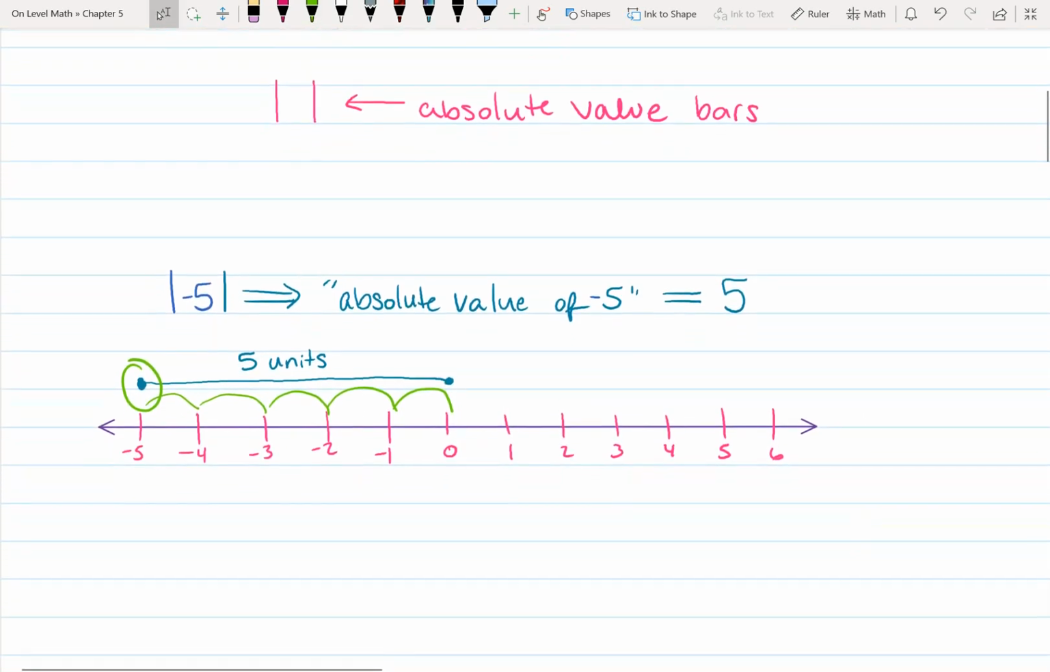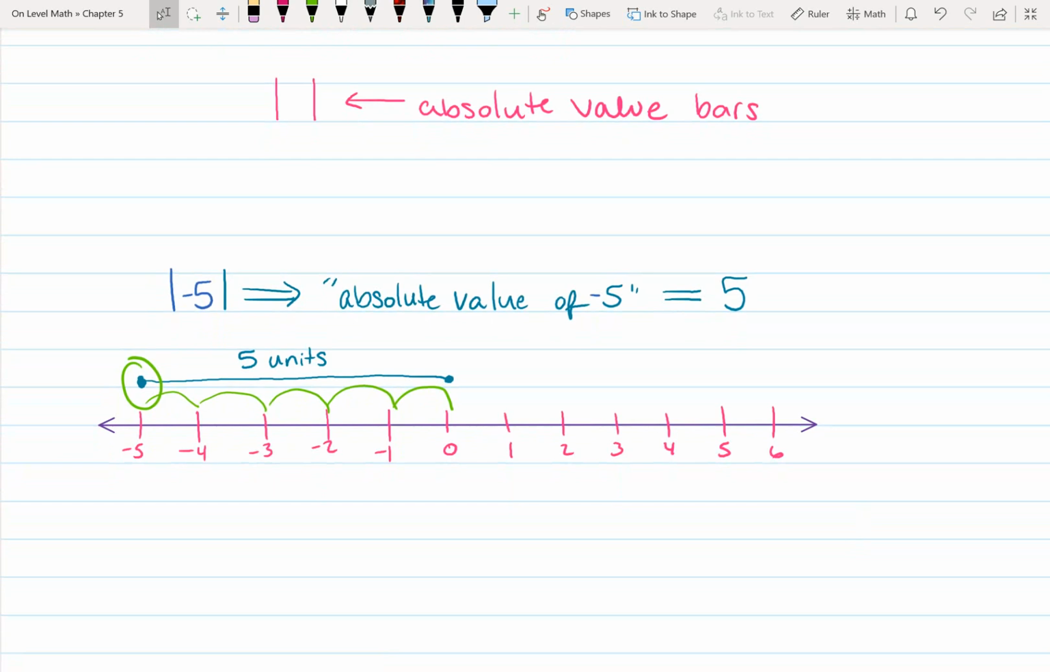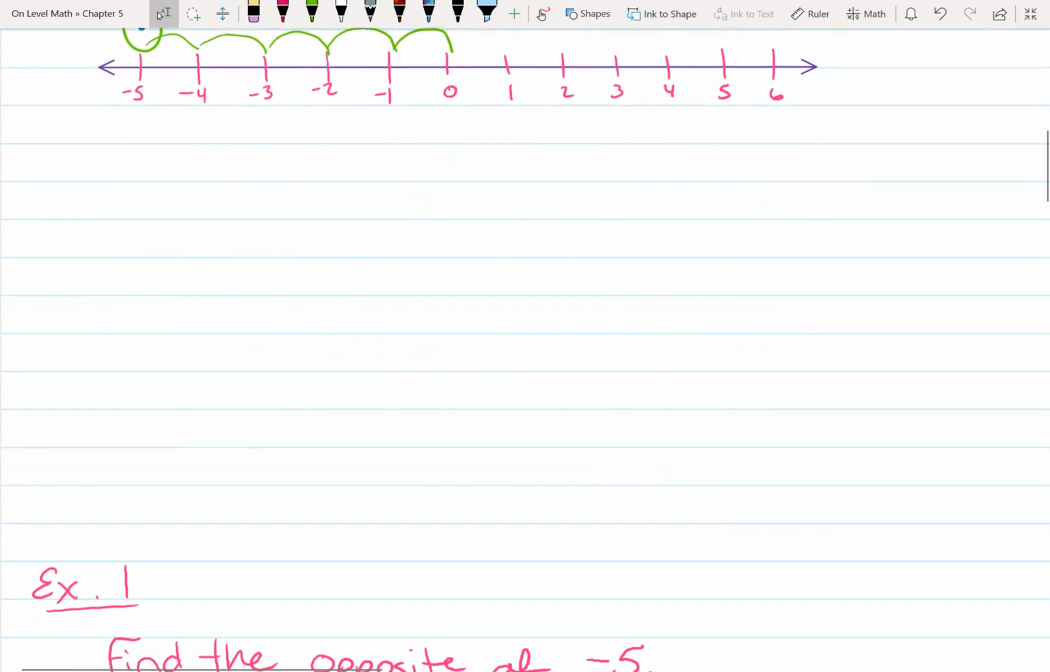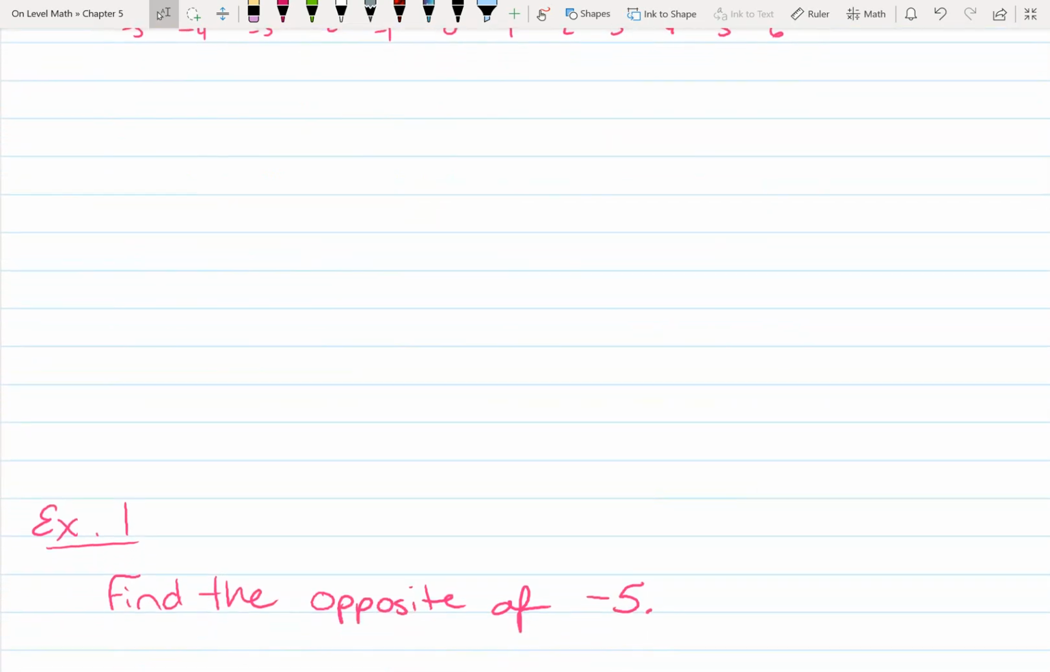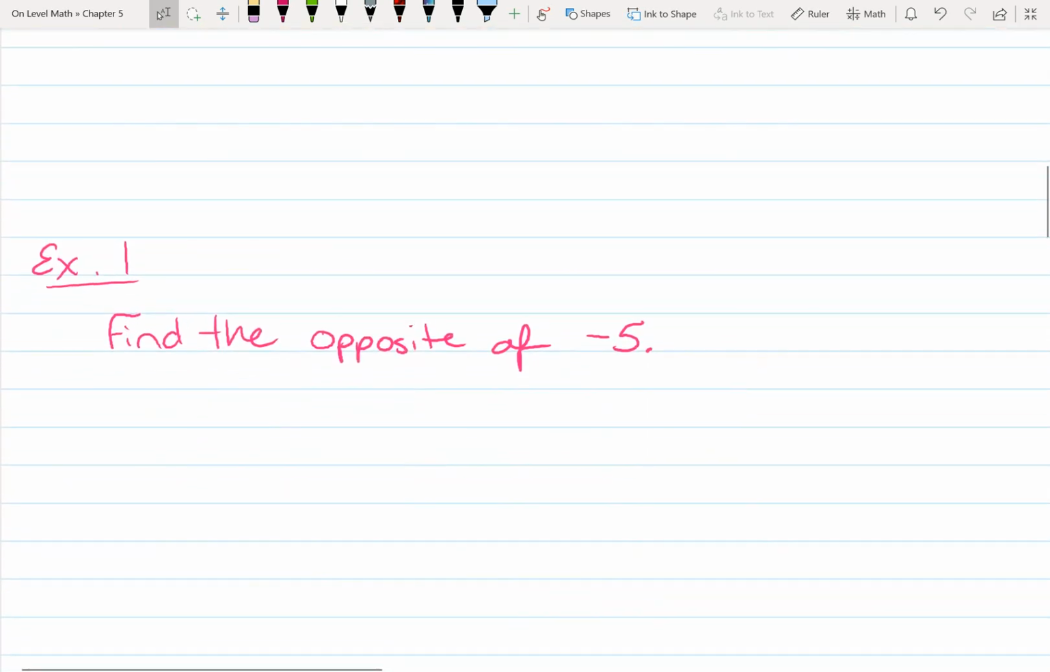Now, the first few examples, we're talking about opposites. Keep that in mind. So have a highlighter out. Get a highlighter if you don't already have one near you. And let's highlight the word opposite, because we need to remind ourselves we're not talking absolute value here, we're talking opposite. So what's the opposite of negative 5?